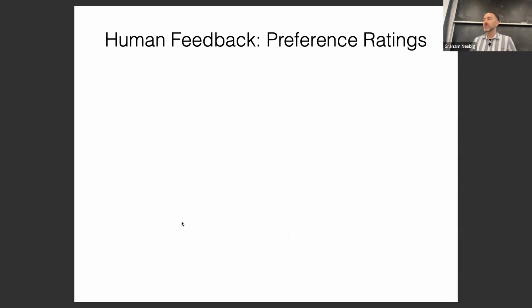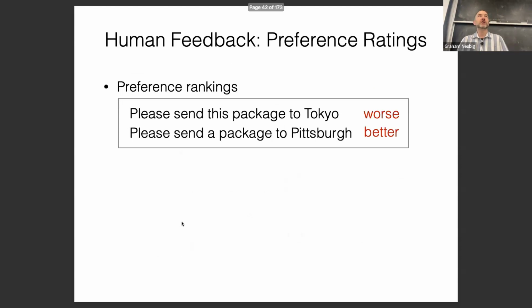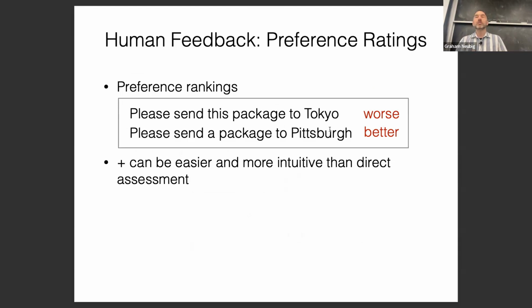So the other thing that we can do is we can get preference rankings to get human feedback. And basically here we have, please send this package to Tokyo, please send a package to Pittsburgh. And here we would ask a human whether one is worse or one is better. This has a really big advantage that this can be easier and more intuitive to collect than direct assessment. It's also possible to get higher human agreement on this in general.